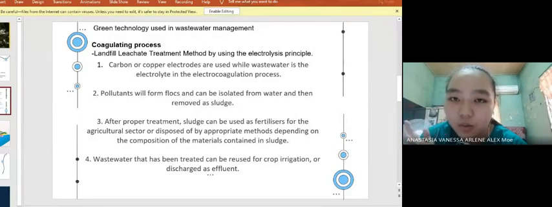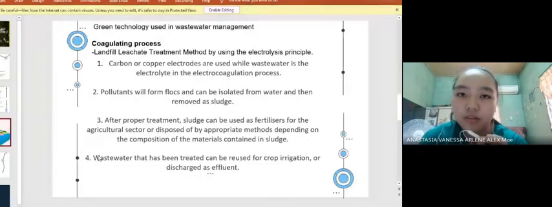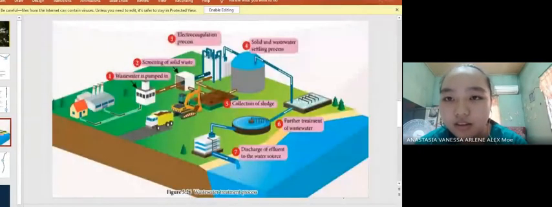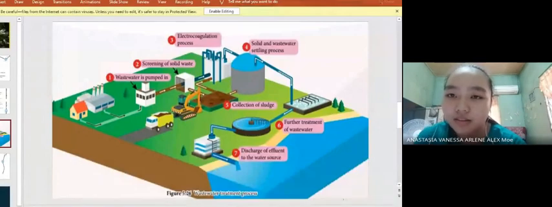So for the next step, we can see the step-by-step of this process. Can proceed to the next slide. Okay, so basically this is the process that I just talked about. And to understand more, we will watch a video about this process.